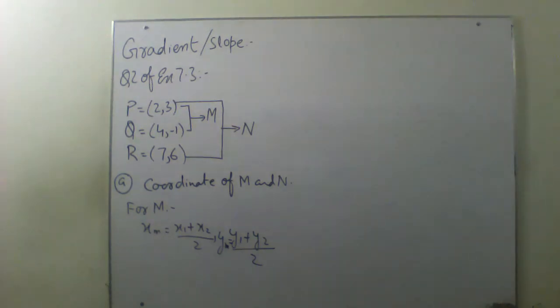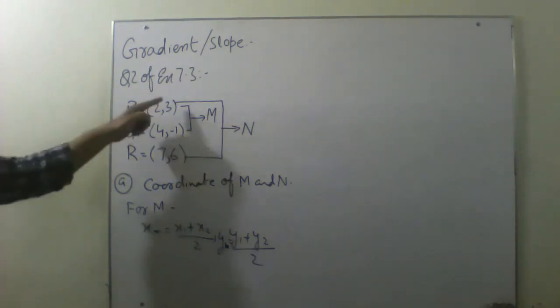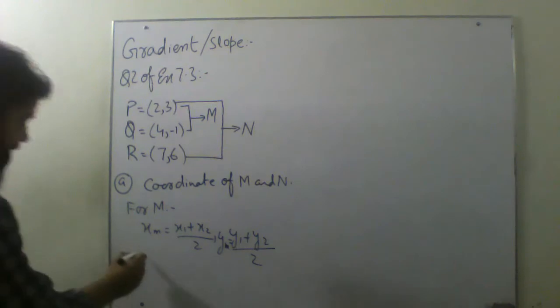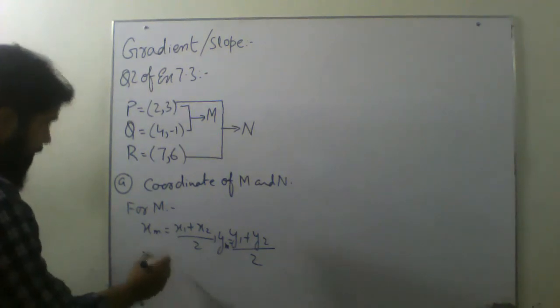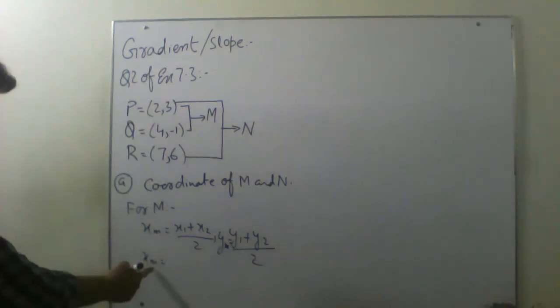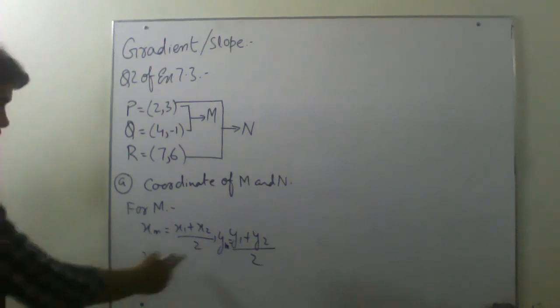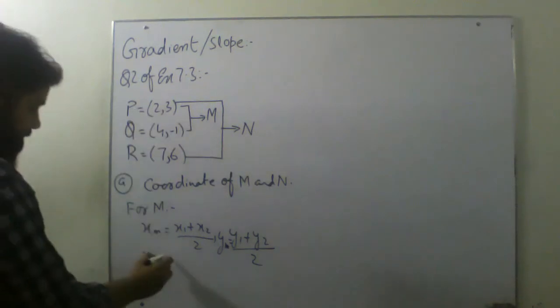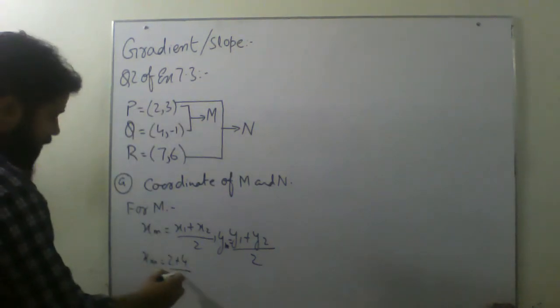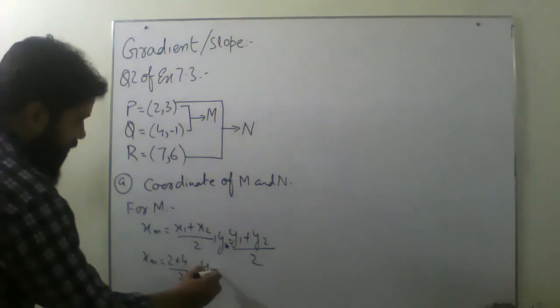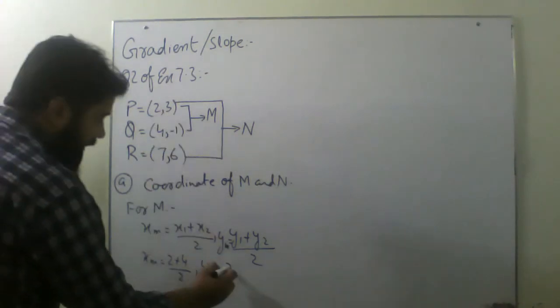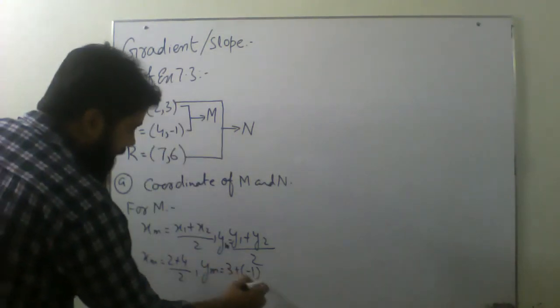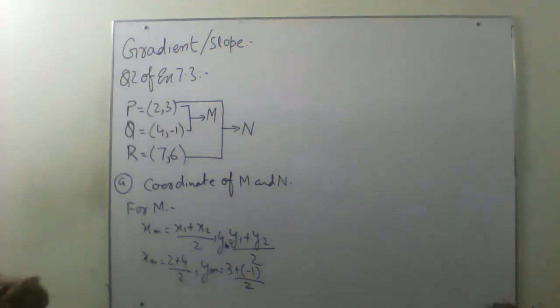Right. So what we are going to do, first of all, this one: xm equals x, where m means the x coordinate of the midpoint, and ym the y coordinate of the midpoint. So xm equals (2 plus 4) over 2, comma, ym equals (3 plus minus 1) upon 2.